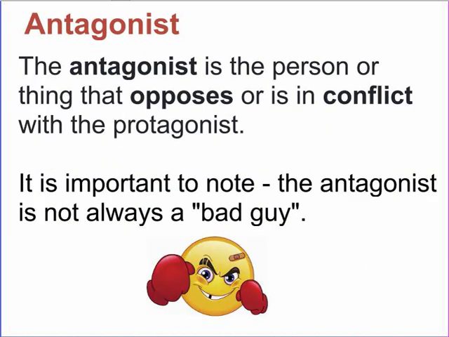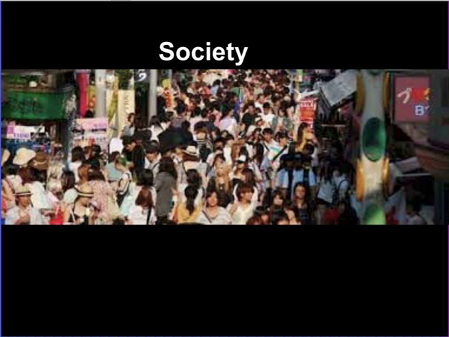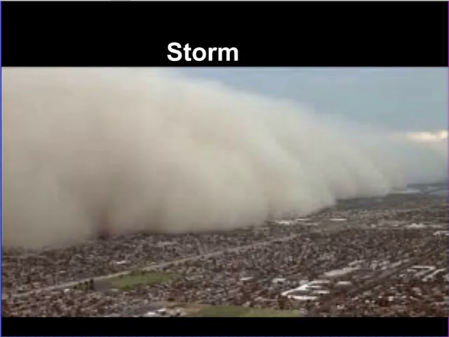Then we have the antagonist. The antagonist is the person or thing that opposes or is in conflict with the protagonist. It's important to note the antagonist is not always a bad guy. So when you think of antagonists, it could be the man who drops things from the window right onto your head. It could be society, a whole group of people that's in conflict with the protagonist. It could be a storm, or other kinds of weather phenomena.